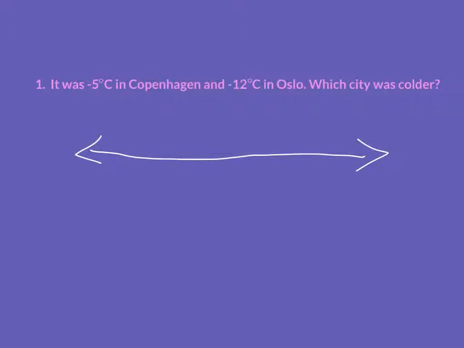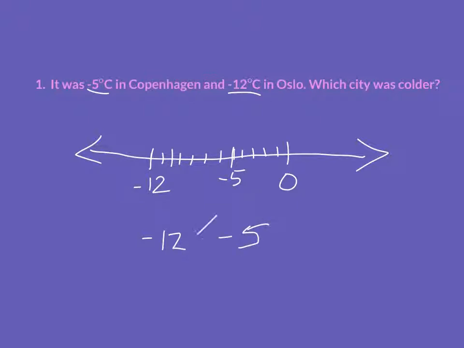We sketch ourselves a number line, and both of my numbers are negative, so I feel safe putting my 0 over here. And then I like to put these numbers on my number line. So negative 5, I'm going to put right here, and negative 12 would be right here. So hopefully you already knew, but if you didn't, you would look at negative 12 and negative 5 and know the number that's further to the left is smaller, so the city that was colder is Oslo.